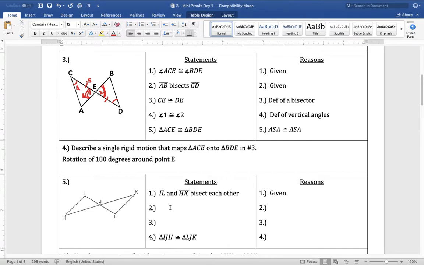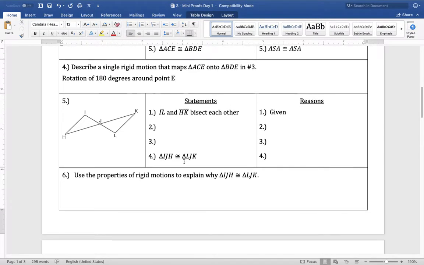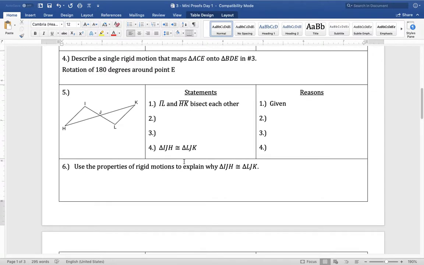All right, so we've got one more proof to do. Let's take a look at what we've got here. Looks like we have two triangles very similar to the one that we just had in the last problem, but let's see if we got something different. They're giving us that IL and HK bisect each other. Now this is important because that means they're cutting each other in half. So that means you get two sets of congruent segments, which is great here.